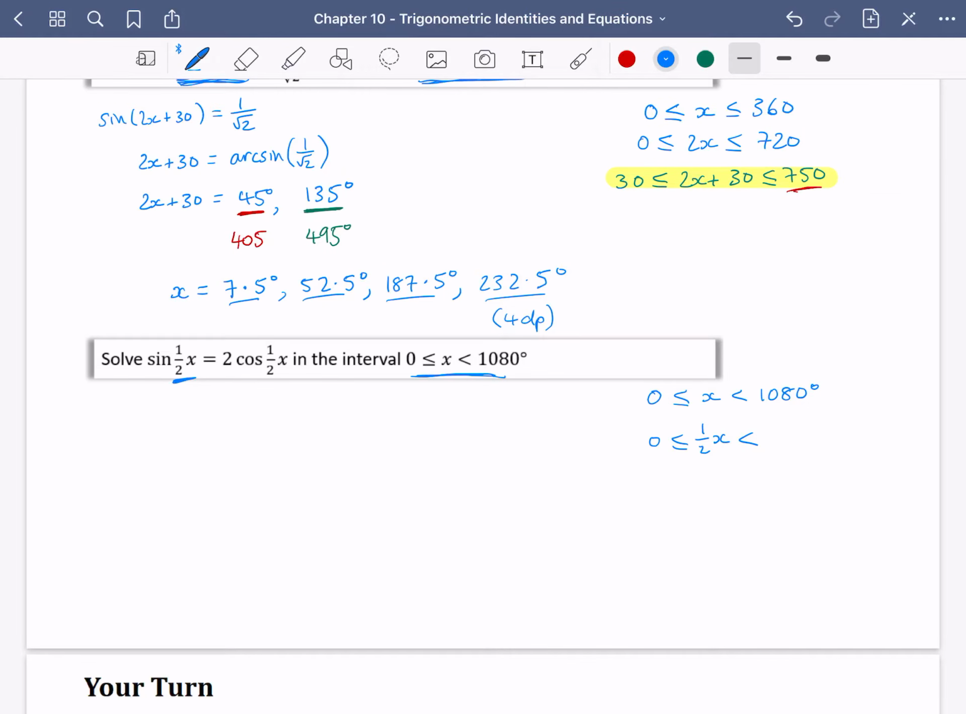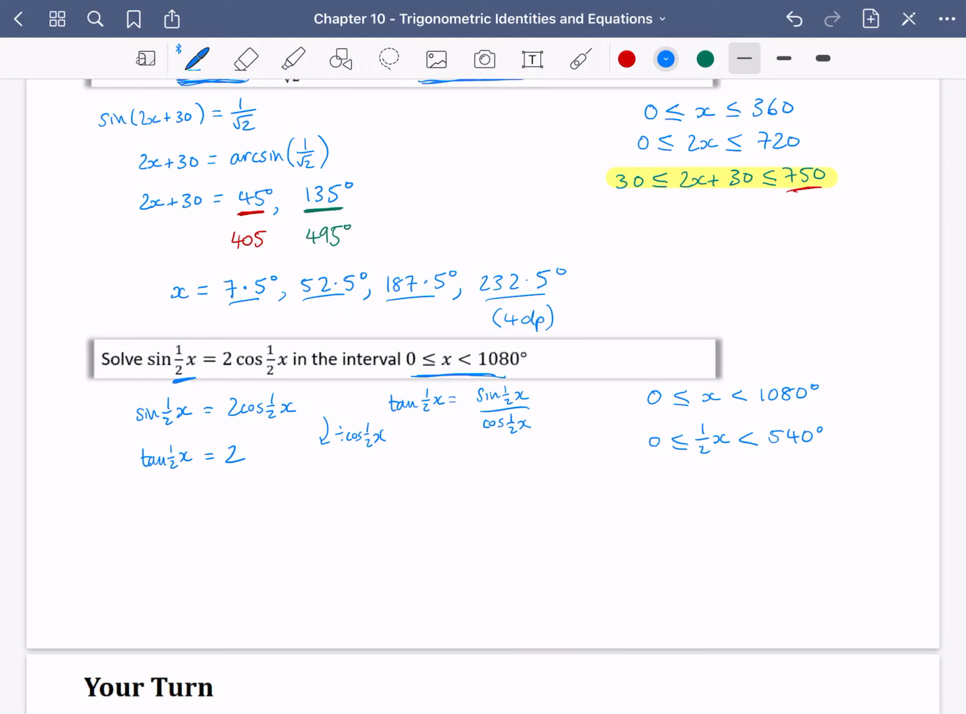A half of 1080 is 540 degrees. Now this is one of those equations where we need to do a bit of manipulating first. So I have sine a half x equals 2 cos a half x. Well, we know if we have a sine and cos, we're going to want to combine them into a tan of a half x. And a tan of a half x is going to be sine of a half x divided by cos of a half x. So I'm going to divide everything here by cos of a half x, which will leave me with tan of a half x on the left and 2 on the right hand side here.